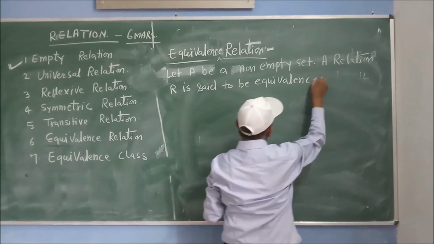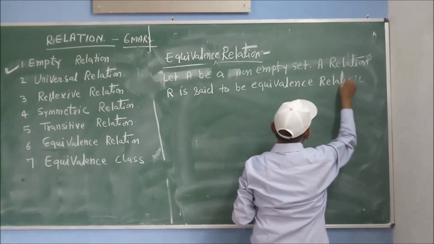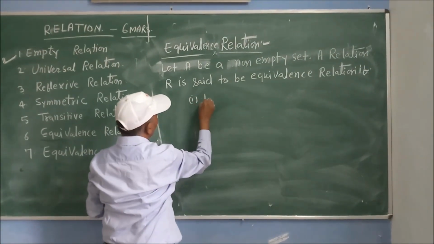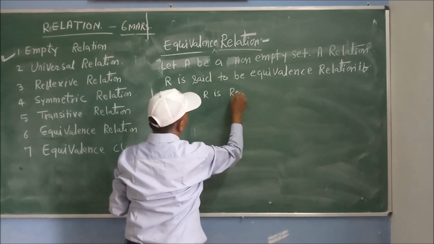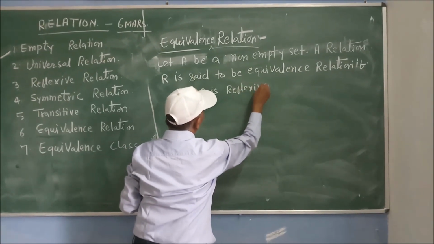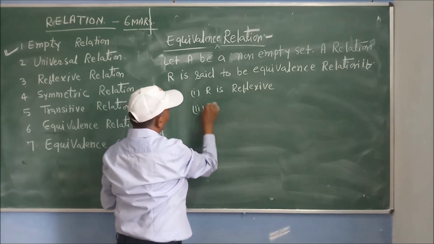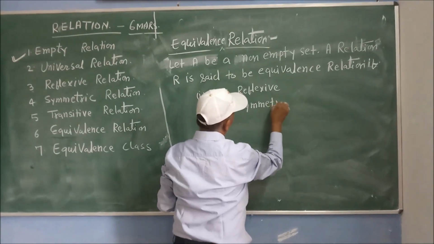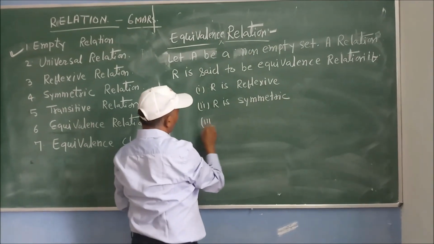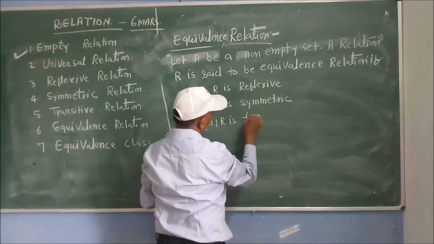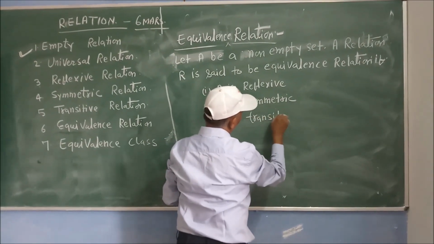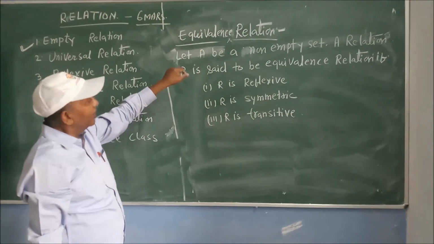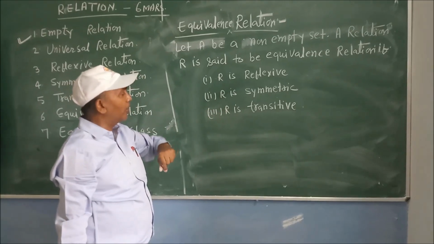Equivalence relation. First, R is reflexive. Second, R is symmetric. Third, R is transitive. That means a relation is said to be an equivalence relation if all these three properties are found.